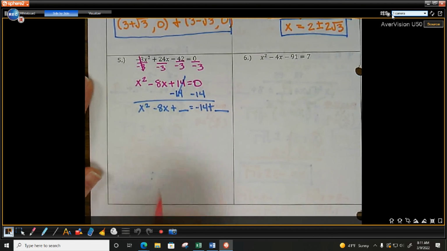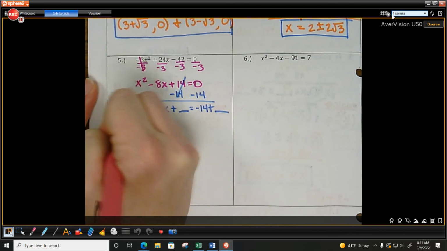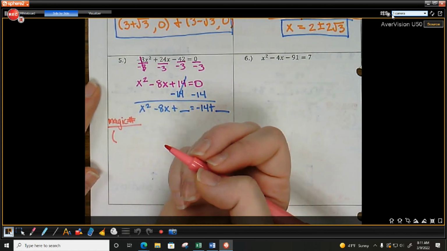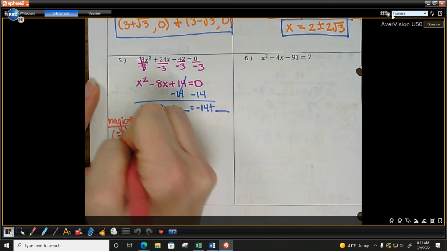Again, your magic number is b over 2 squared. What's b? -8 over 2 squared. What's -8 over 2? -4 squared is 16. So my magic number is 16. Very good.